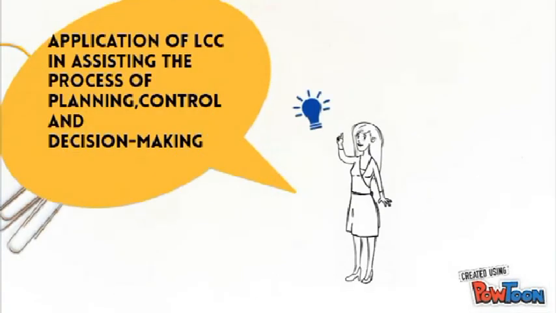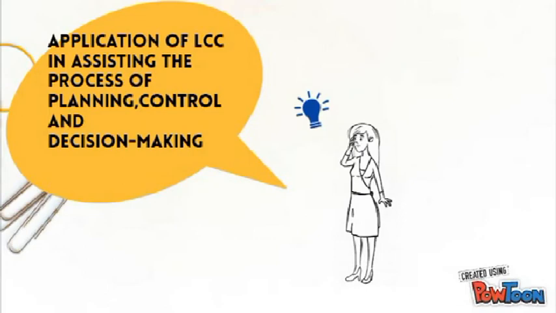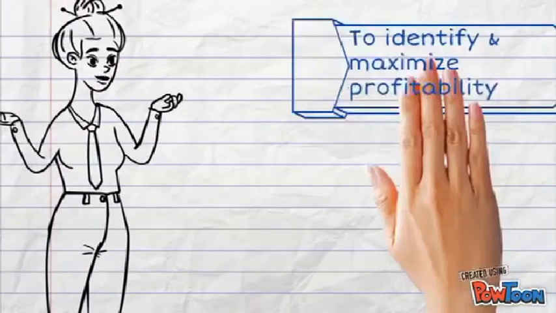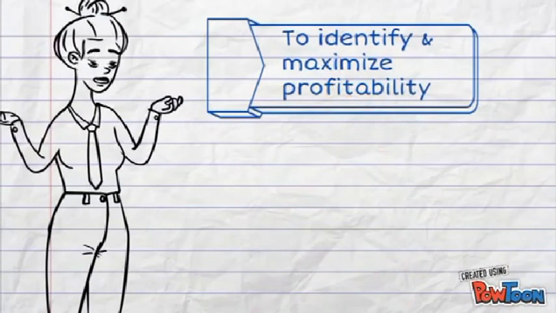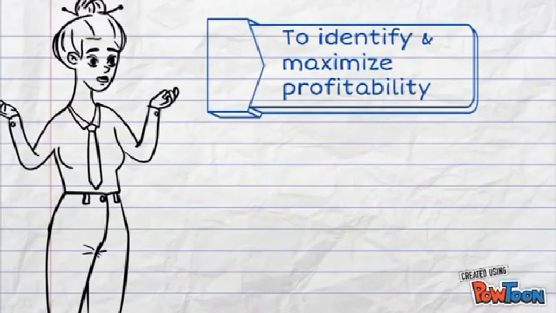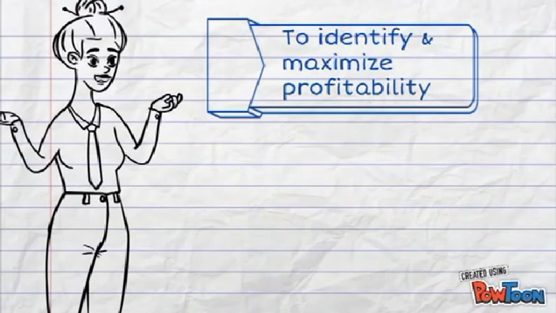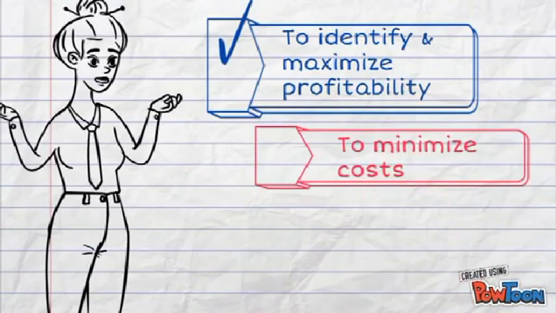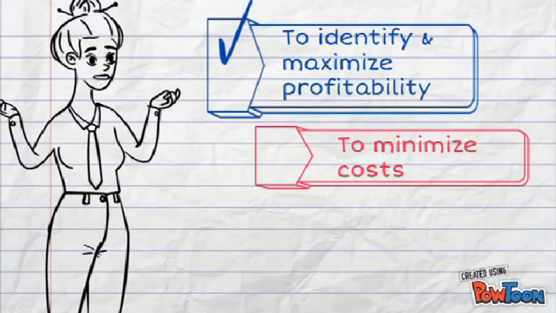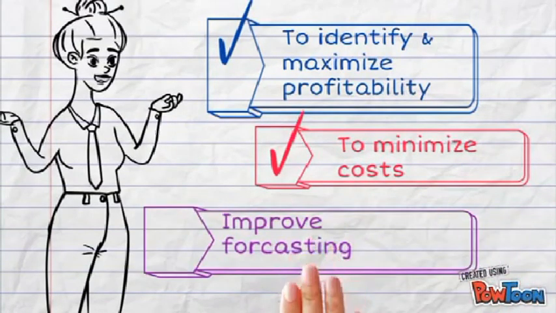Next, let us look at some of the ways in which life cycle costing helps us in planning, control, and decision making. As an overall view, life cycle costing helps management to identify and maximize profitability. Also, it helps management to minimize costs. Both of these help management to improve forecasting at an earlier stage.